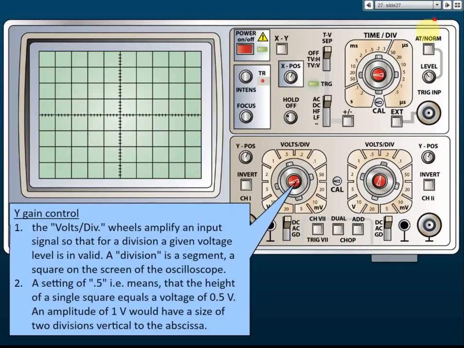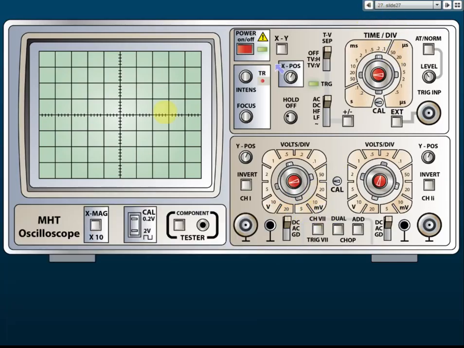The next one is the Y gain control. This is how many volts per division. The Y gain control controls how many volts per division, and per division means one box here. For example, this one points to 5, right? If it points to 5, it means this is 5 volts per division. DIV means division. So each division is 5 volts.